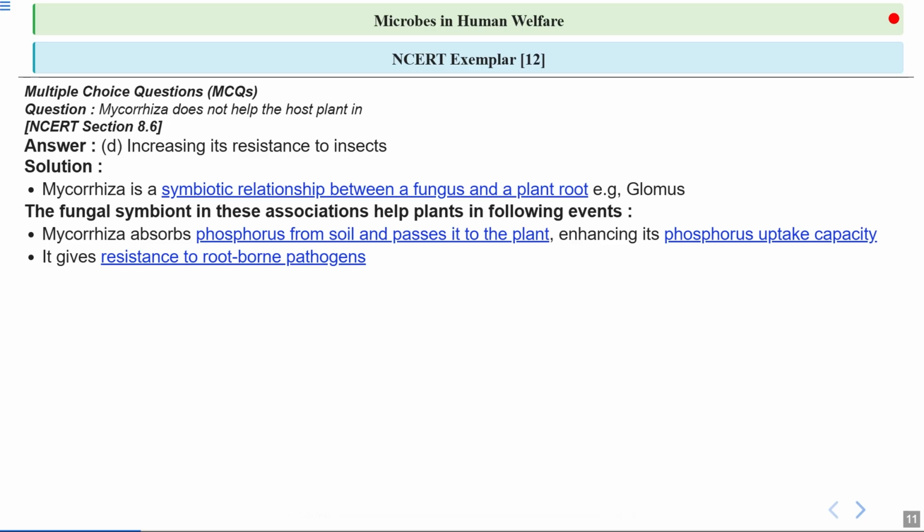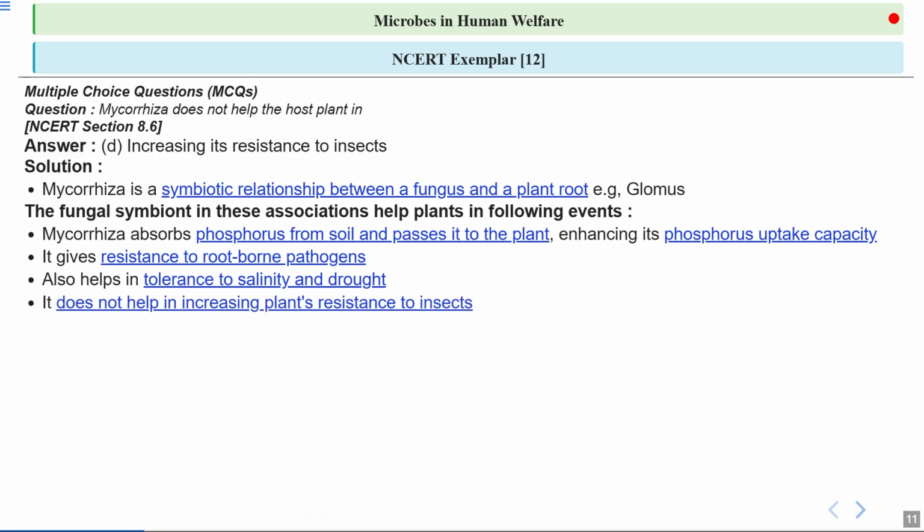So this fungus helps to solubilize the phosphorus. It converts phosphorus into a form which can be absorbed by the plants. Another key benefit is that mycorrhiza gives the plant resistance to root-borne pathogens. Next, mycorrhiza also helps plants tolerate tough abiotic conditions like high salt level in the soil or drought. Now, it does not help in increasing plant resistance to insects.